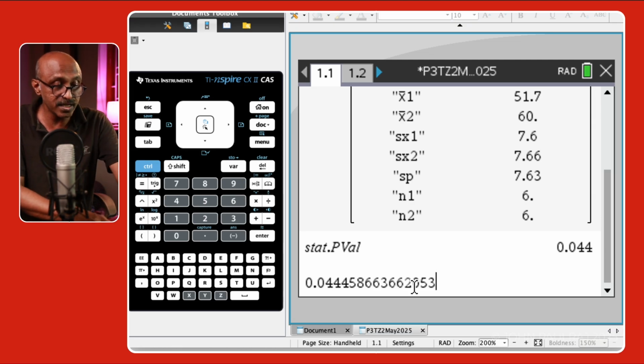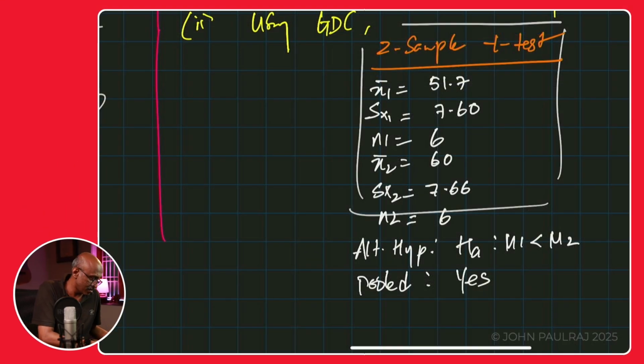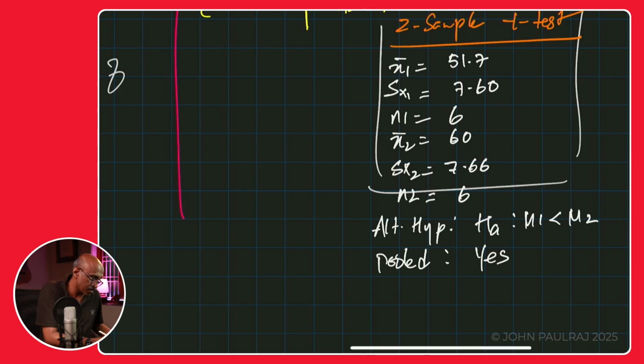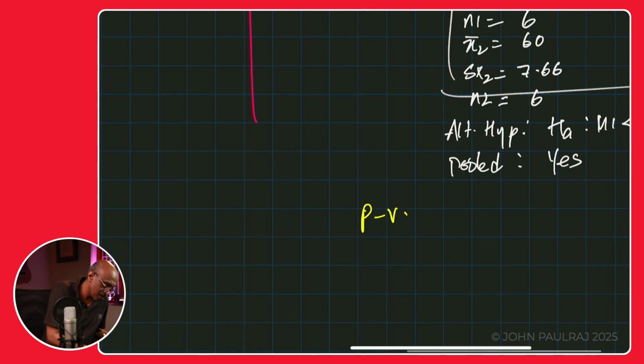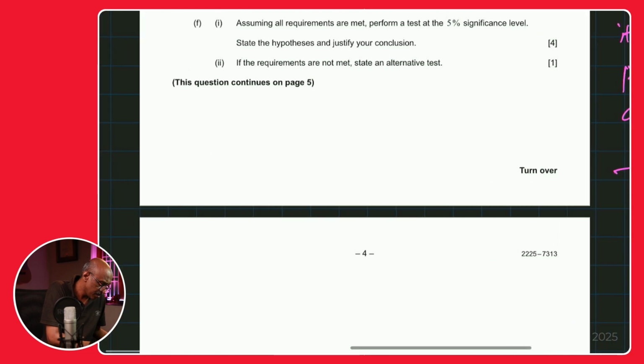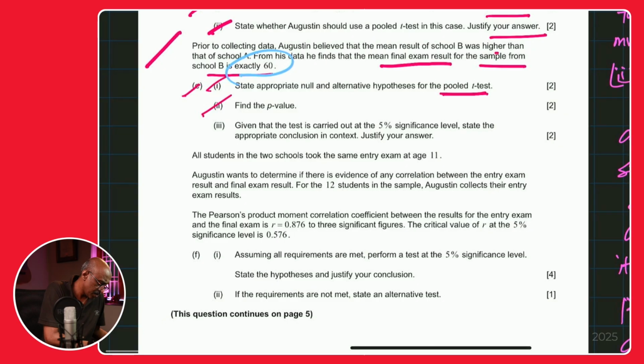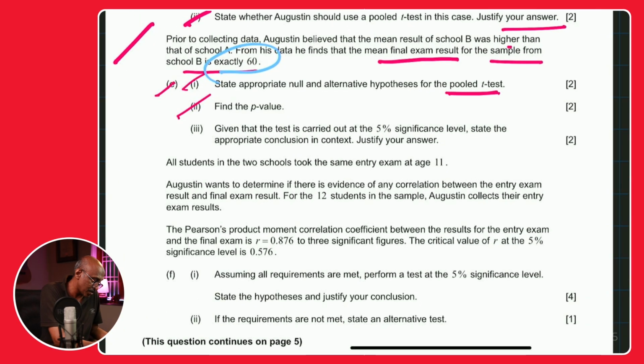So having said that, I'm just going to jump back to my answers here and write down the p-value. As we can see, up to 3SF, we're going to write it as 0.0445. Now, did they just say p-value, or did they also say conclude? They said find the p-value. So we're done with that part, okay?